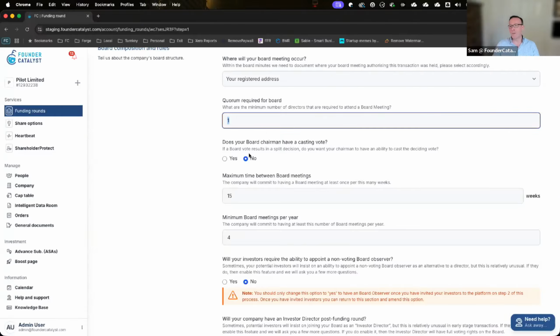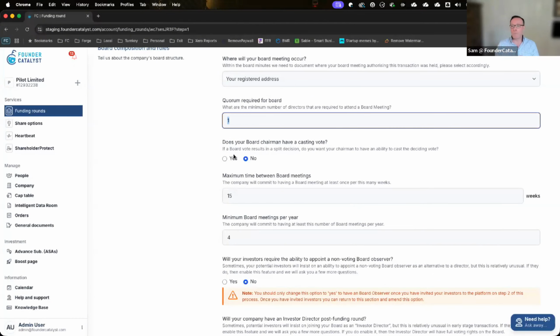The next item is around, will the board chairman have a casting vote? So if you've got an even number of people on your board, say 2 directors or 4 directors, sometimes you can reach something called deadlock, where if you imagine you've got 4 directors and 2 people vote for a specific item and 2 people vote against, then you've got 50-50, and actually to carry a board motion you need 51% or more of your directors to vote, and it's 1 member, 1 vote.